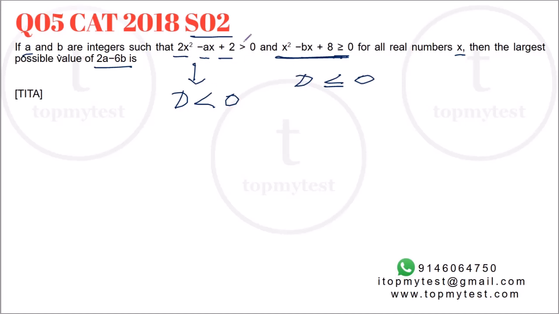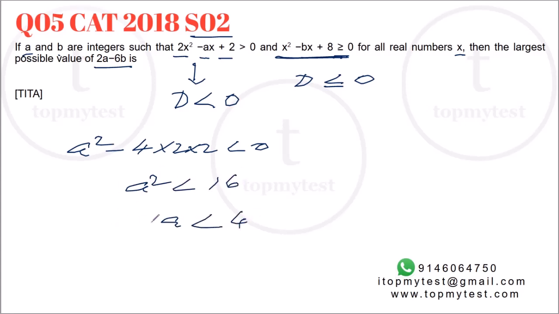Now, when will the discriminant of the first one be less than 0? When a square minus 4 into 2 into 2 is less than 0, or a square is less than 16, which means a lies between 4 and minus 4. That's the only way, right? A square is less than 16. That will happen when a lies between 4 and minus 4.